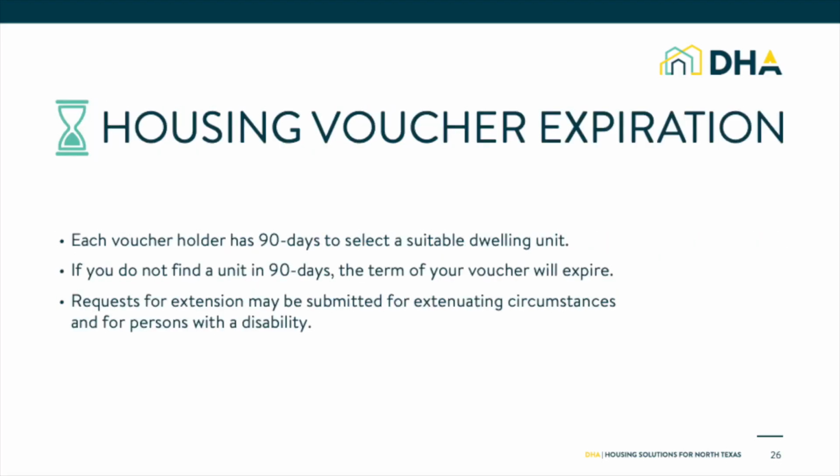You have 90 days from today to select a suitable dwelling unit. The term of your housing voucher will expire in 90 days. If you experience extenuating circumstances, you may submit a request to extend the term of your housing voucher. Requests for an extension may be considered on a case-by-case basis due to documented extenuating circumstances or as a reasonable accommodation for a person with a disability.